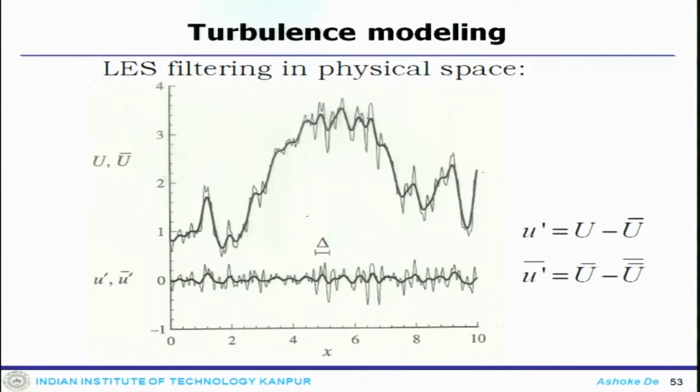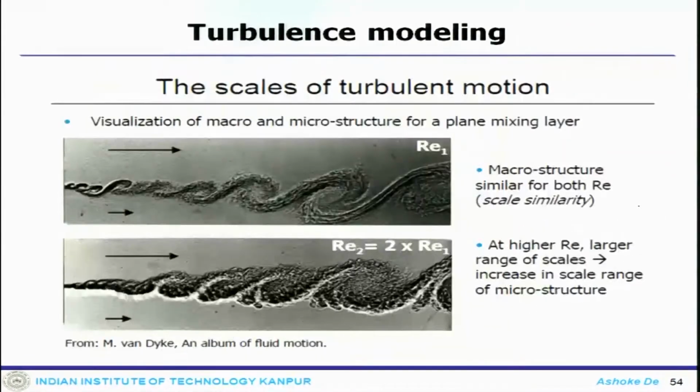Now in an LES you actually do some sort of filtering in physical space, and once you do the filtering, this gets you back the fluctuating component, the instantaneous component subtracted from the average quantity. Now if you look at the scales, this is at two different Reynolds numbers. This is Reynolds number 1 which is smaller, and this is at double that. You look at the structures.